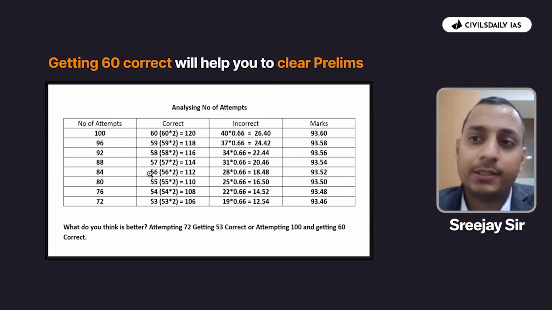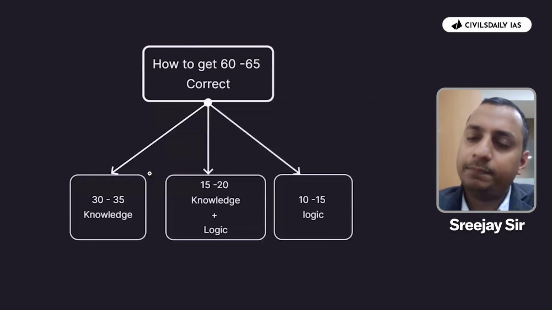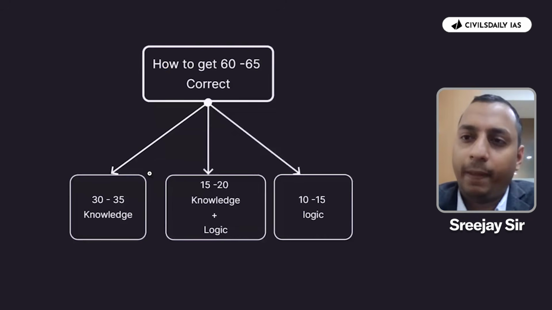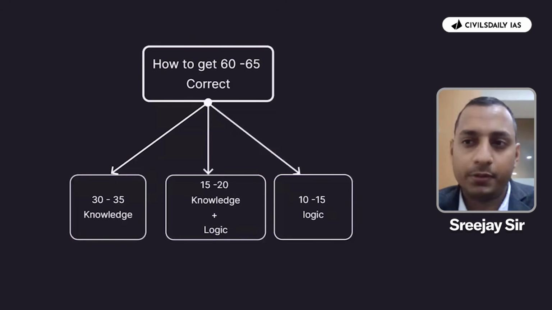Now, how will you get 60 correct? That's the most important question. Do you think that content alone will give you the 60 correct? No. At least 30 to 35 questions, you will get from your knowledge, from your content. What about the rest of the questions? At least 15 to 25 will be from the knowledge plus logic. And at least 10 questions, you will get from your logic.